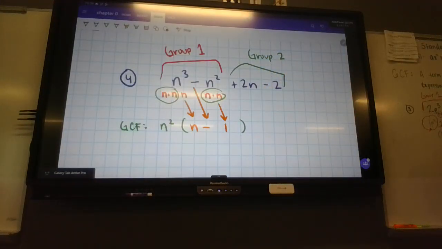Okay, and my second group, the GCF would be 2. They both divide by 2. I like that. A nice clear number. And that leaves n minus 1.